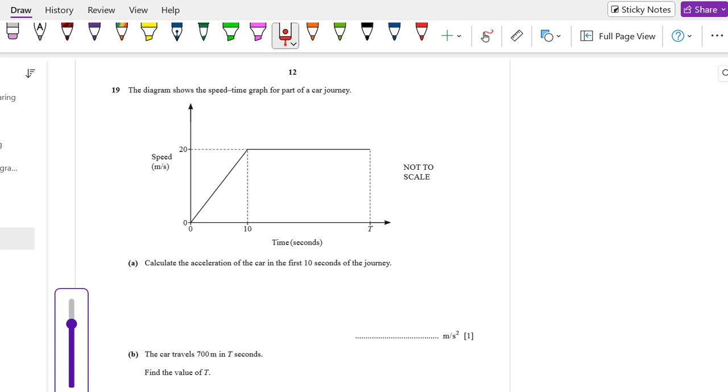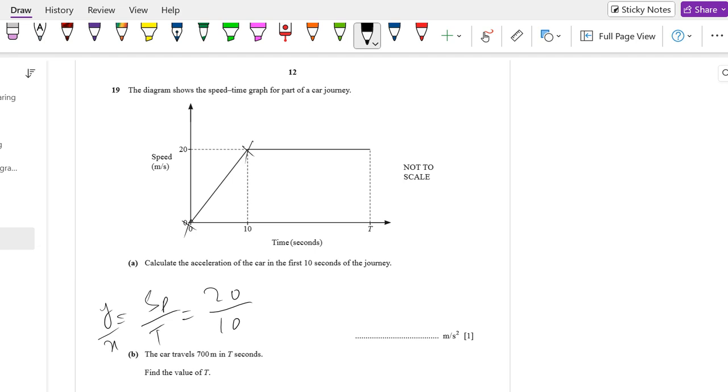Acceleration is basically the gradient of speed time graph, and it says till 10 seconds. So we can take these 2 points to find the gradient. Or simply if you apply a triangle method, that is more convenient. This is 20, this is 10, so acceleration would be 20 over 10, or speed over time, or y over x, as per talking of your gradient. So answer would be 2.